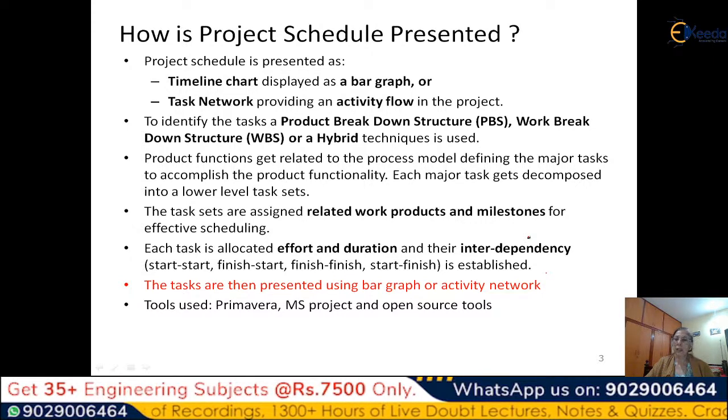interdependency of the tasks. What is interdependency of the tasks? That means two tasks may have some dependency. The dependency can be start to start. That means both are starting at the same time. So to show the dependency of task start to start, you have a task like this, and then you have another task.